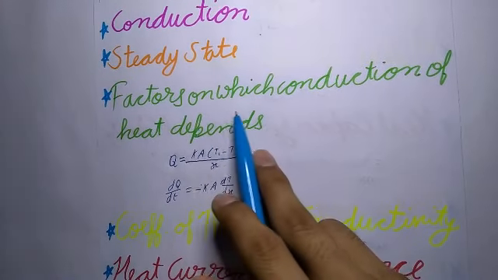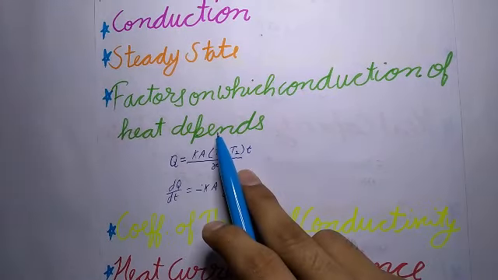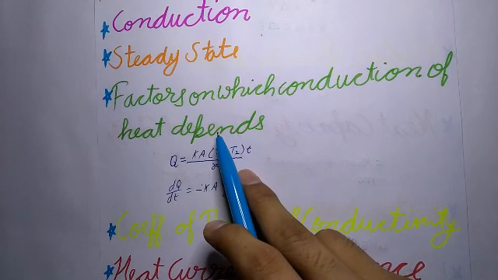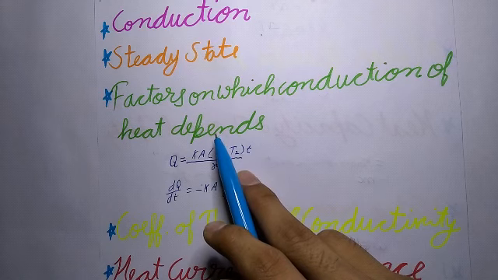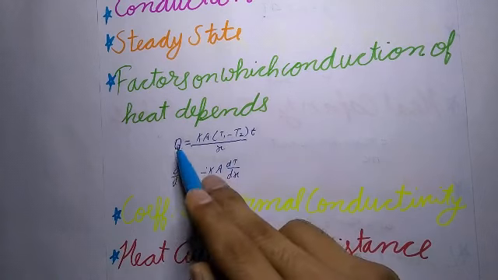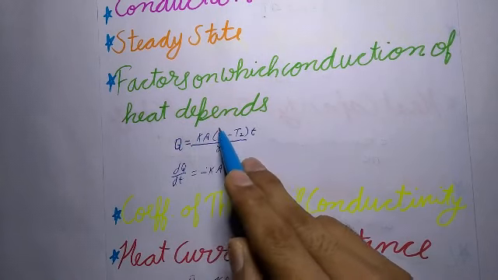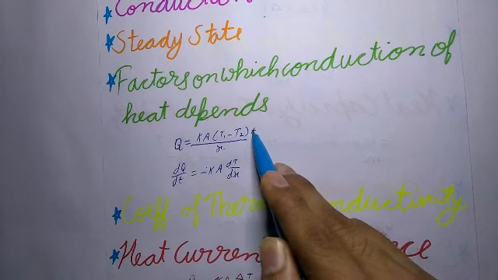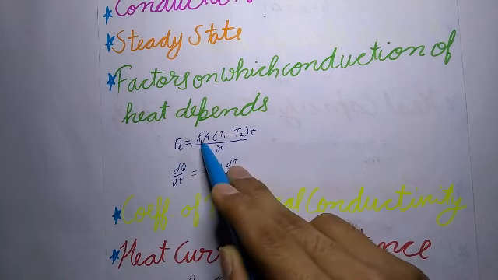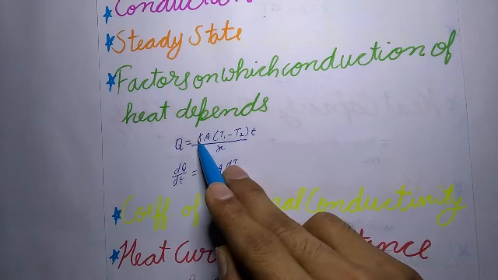Now next is factors on which conduction of heat depends. When two opposite faces of a slab, each of area of cross section A and separated by a small distance x, are maintained at temperatures T1 and T2, where T1 is greater than T2, then the amount of heat that flows in time t will be given by Q = KA(T1 - T2)t/x, where K is the coefficient of thermal conductivity of the material of the slab between its two faces.